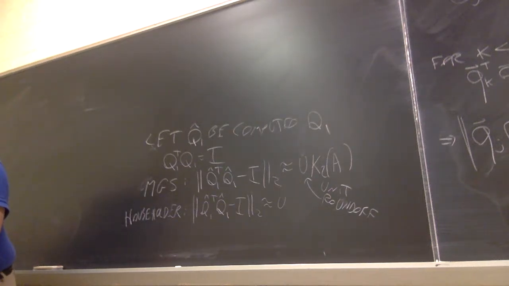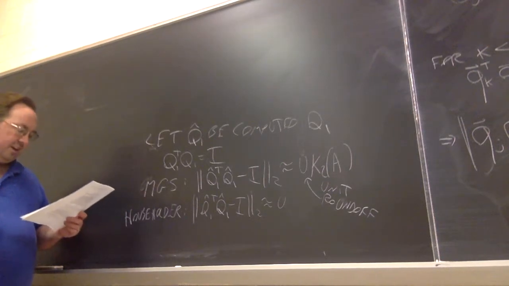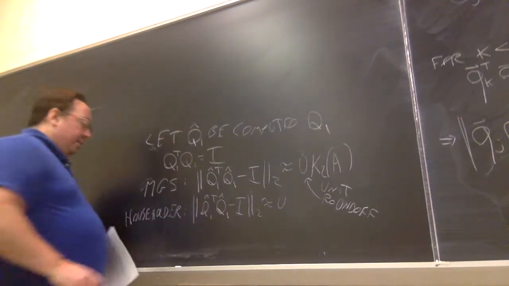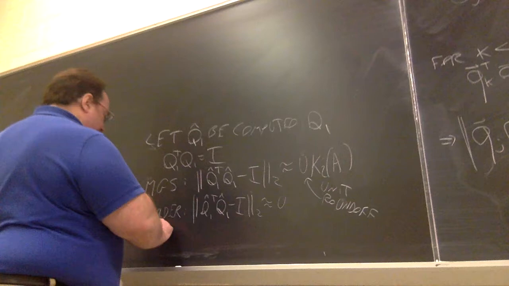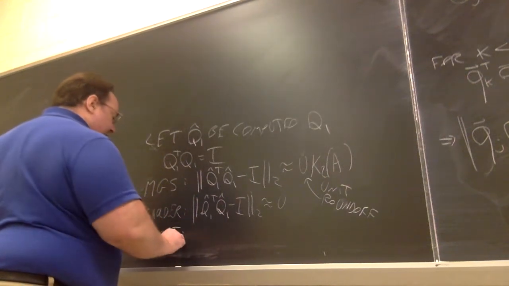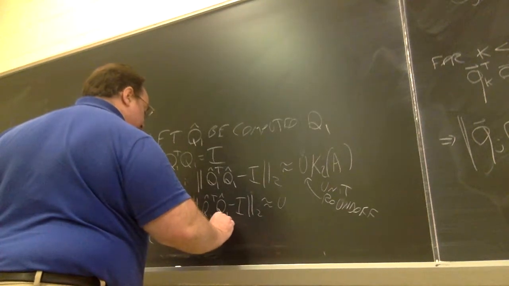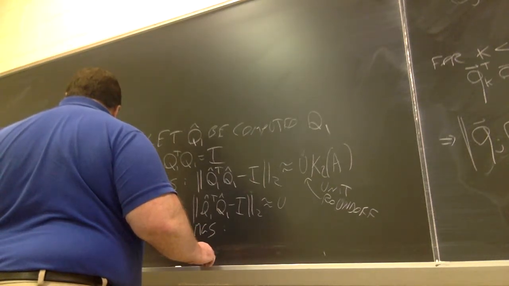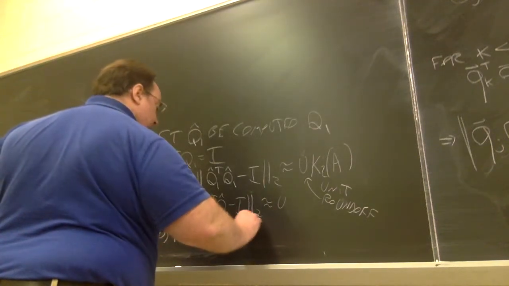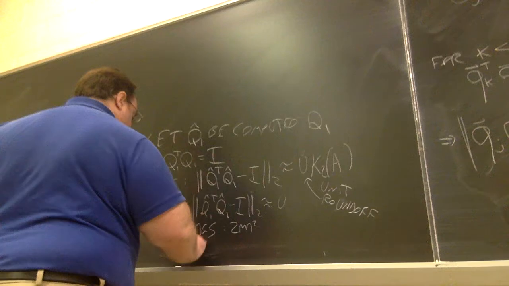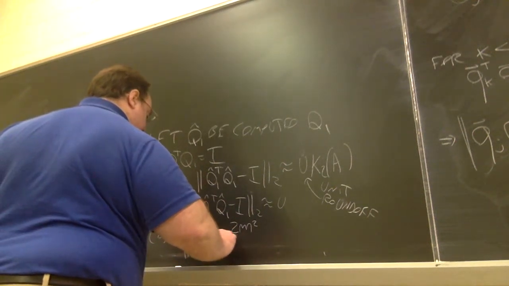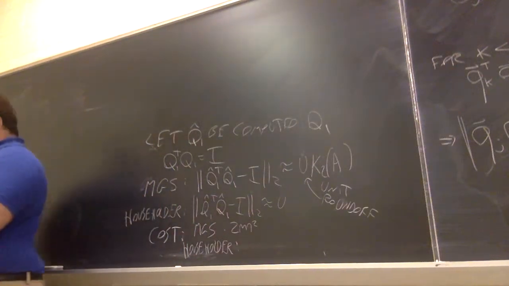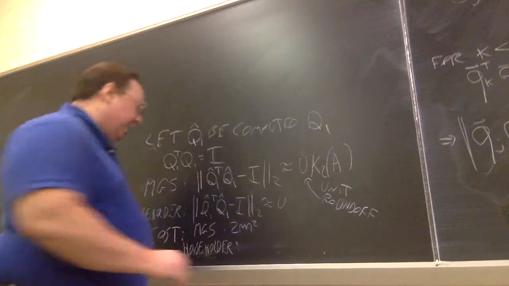Okay. Now, as far as computational cost, I should have left room for that here. So the cost in terms of floating point operations with modified Gram-Schmidt is 2mn squared. And then Householder, it's actually roughly double that.